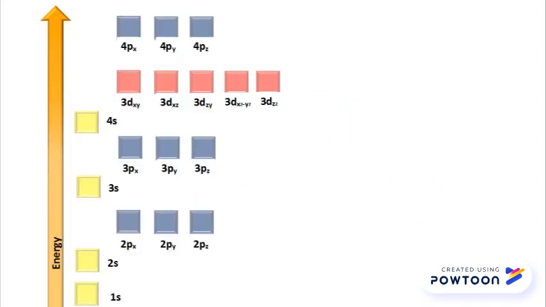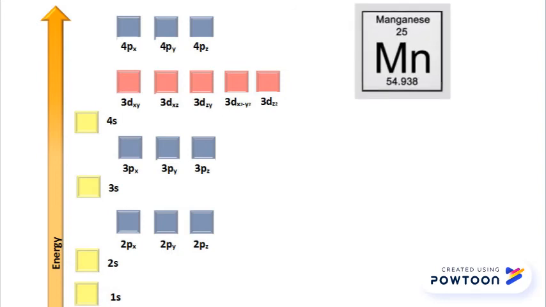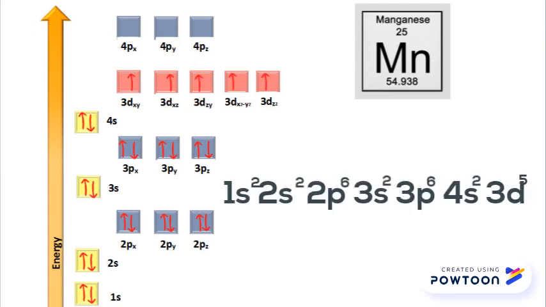The same principle will apply when we write the electron configuration of atoms that fill the d orbitals. Let's write the electron configuration of manganese with 25 electrons. We start filling the orbitals from the 1s and going up. When filling the 3d orbitals, we will apply Hund's rule.